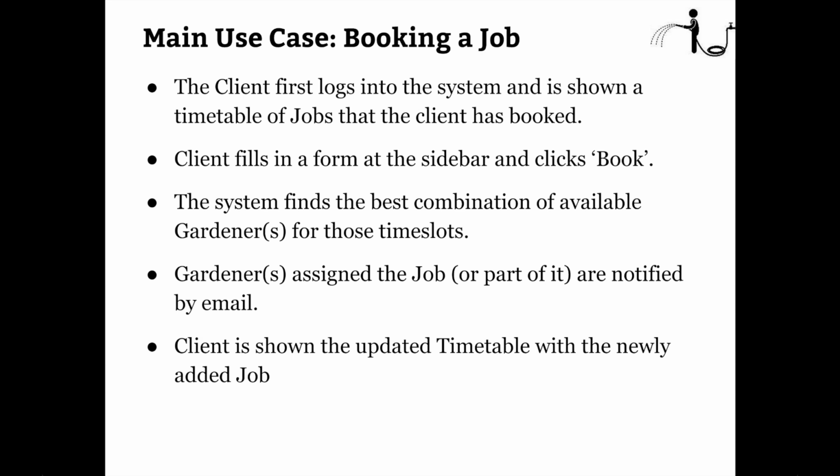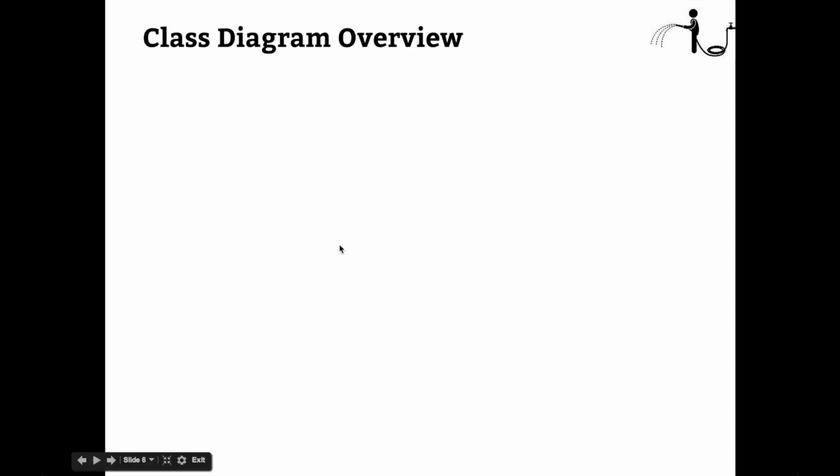In the case where the system is unable to find a suitable combination of gardeners for the job, the system will return with an error message to the client that no suitable gardeners were found. So let's take a quick look at the class diagram we have designed.